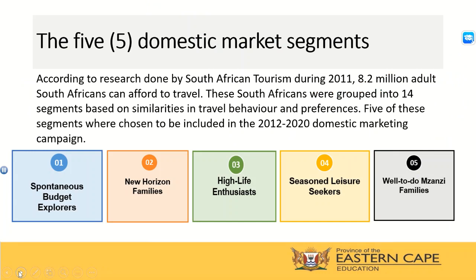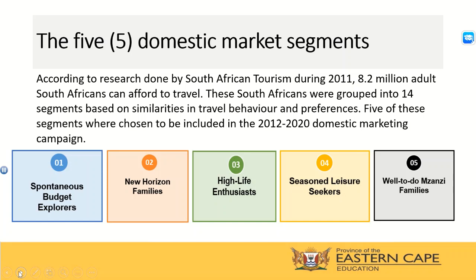A little bit of history behind these 5 domestic market segments is that there was research done by South African Tourism during 2011, and something that emanated from that research was that 8.2 million adult South Africans were financially in a position to travel. Subsequent to that, the 8.2 million adult South Africans were grouped into 14 segments based on similarities in travel behavior and preferences. Only 5 of those segments were chosen to be included in the 2012-2020 domestic marketing campaign, and you will see them on the bottom of your screen.